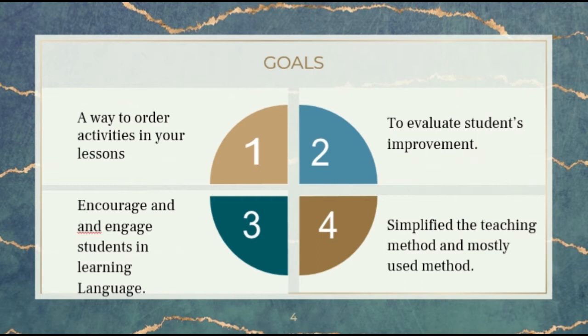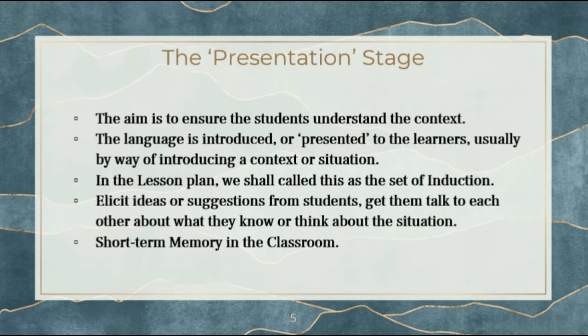The second goal is to evaluate students' improvement. By applying this kind of teaching method, as the teacher gets the result or feedback from the students, the teacher can improve their students' proficiency level of learning language. The third one is to encourage and engage students in learning language. And the last one is to simplify the teaching method and make it a mostly used method. PPP is basically a 3-stage learning structure, which is a way to order activities in our lesson.